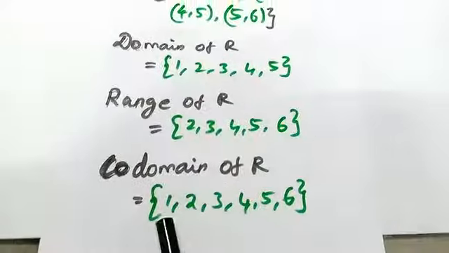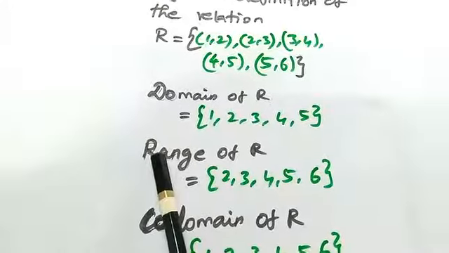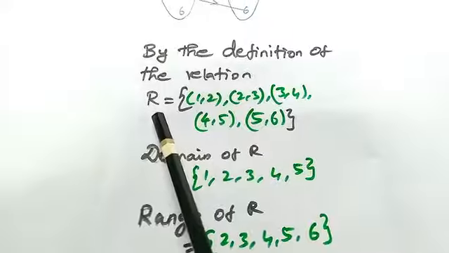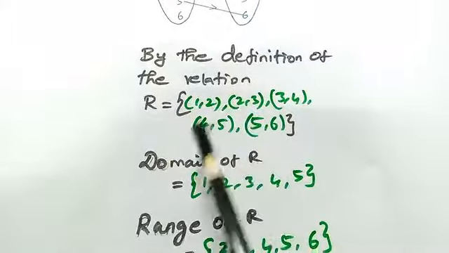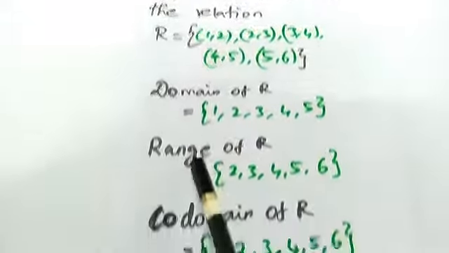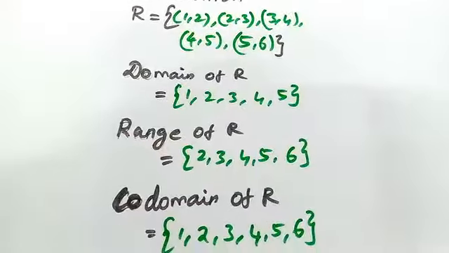Hope you liked the video and understood how to find the domain, codomain and range of the given relation. So we make the relation based on the given condition, and then we can find the domain, range and codomain also.